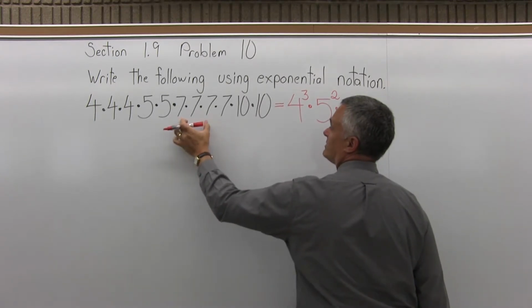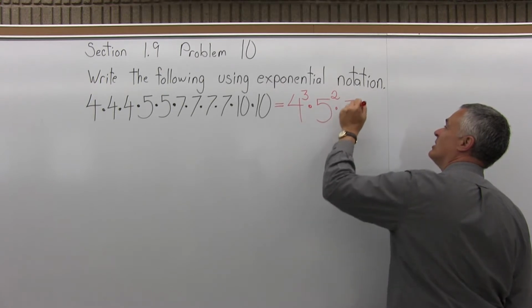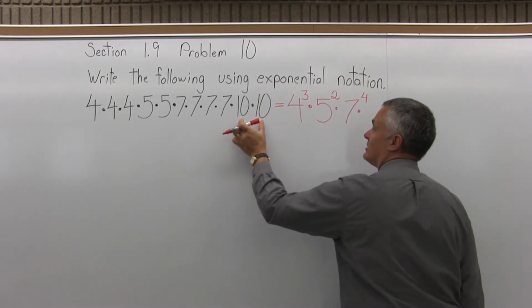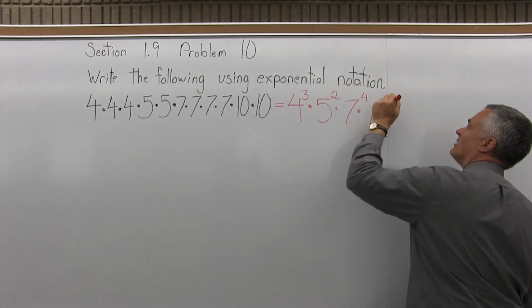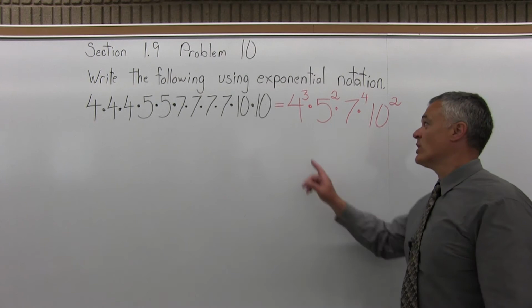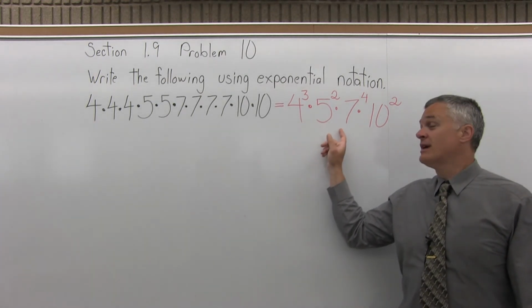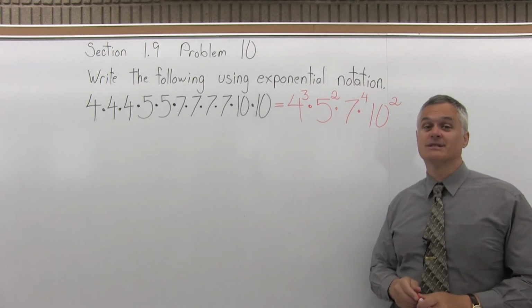There are 4 7s, 1, 2, 3, 4 7s, so that would be 7 to the fourth power, times finally the 10s. There are 2 10s, so that would be 10 to the second power. So that answer would be 4 to the third power times 5 to the second power times 7 to the fourth power times 10 to the second power.